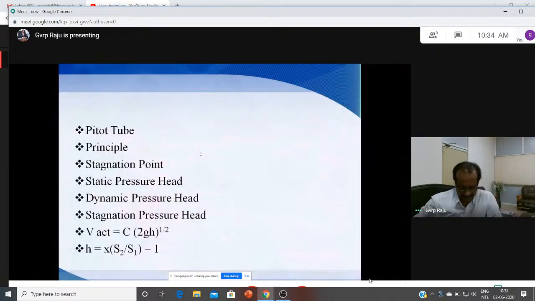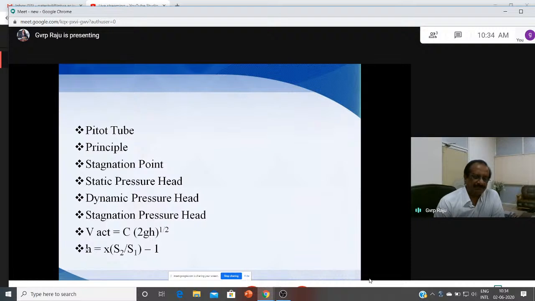Pitot tube is another instrument, used for finding the velocity of the water. The principle is reducing the velocity to 0. When the velocity is 0, it is called the stagnation point. The stagnation point is the point at which the velocity is 0. The stagnation pressure head is the sum of static head plus dynamic head. V actual is equal to C, the Pitot tube constant, maybe around 0.6 to 0.7, times square root of 2gH, where H is the dynamic head.